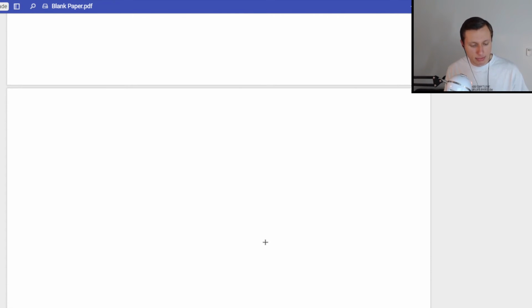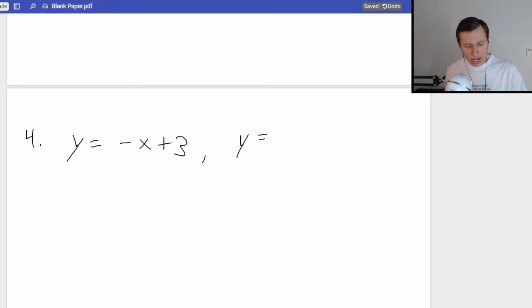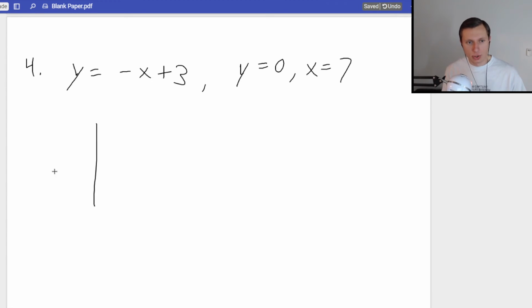Okay, here's the next one. Number 4. Y equals -x plus 3, y equals 0, and x equals 7. So this one's not too bad to draw. We can draw this one.